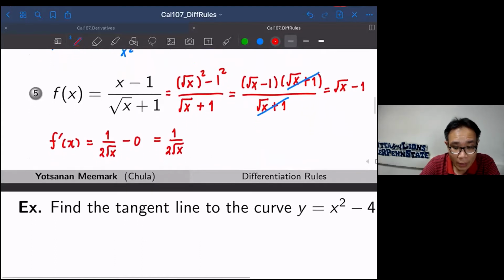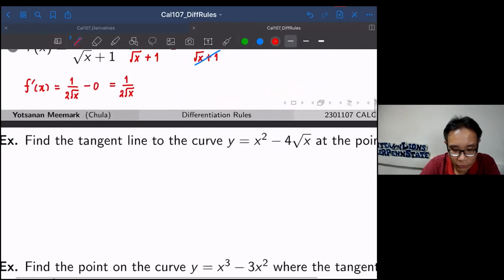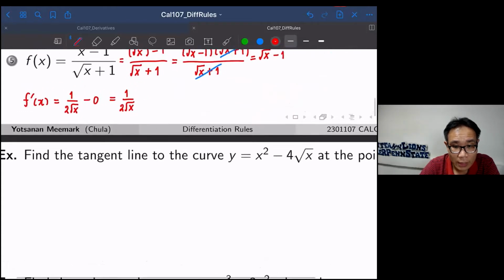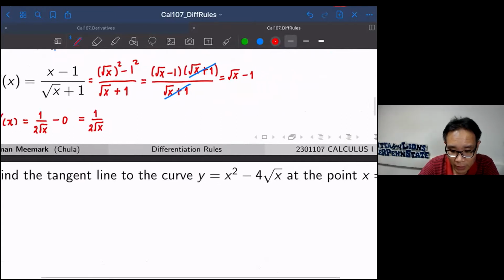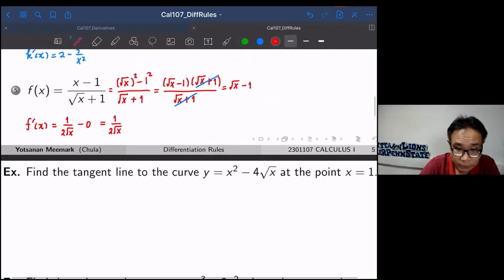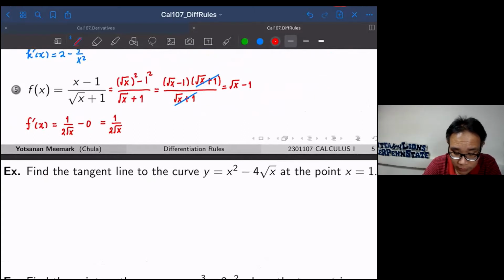Okay, the next question asks you to find the tangent line to the curve y equal to x squared minus 4 root x at the point x equal to 1. So for the curve x squared minus 4 root x, you just differentiate. So you obtain y prime equal to 2x minus 4, differentiate root x, so you get 1 over 2 root x. So you get 2x minus 2 over root x, okay?